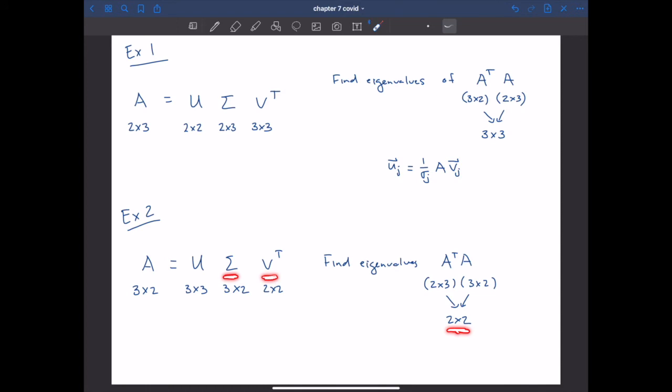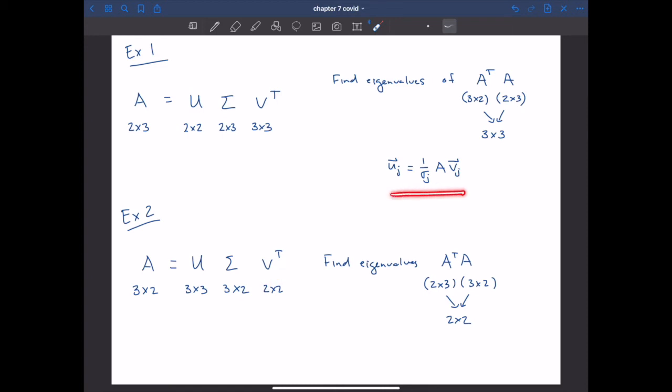On the other hand, when it came time to build the matrix U, now we're looking for a 3 by 3 matrix. And so we try to use this formula, and it works for the first couple of vectors, but eventually we run out of vectors from the matrix V to use in this formula.